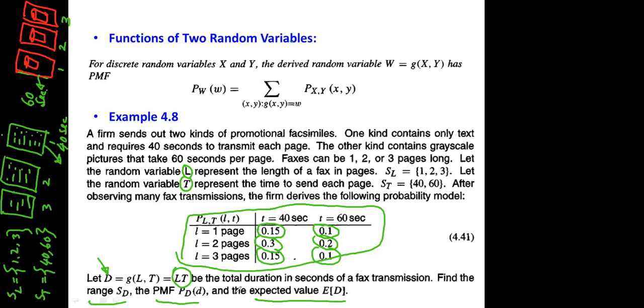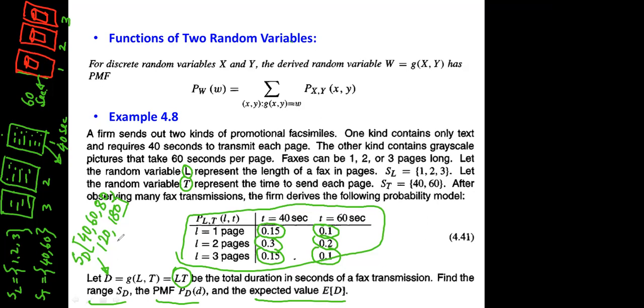Sir, it would be good if you could also go through the PMF and the expected value. Okay, I will. So, have you understood the range? What was the range? Is it 40 to 180? 40, 60, 80, 120, 180. Okay, so this is the range. Now, if you understand how to find the range, let's move on to the PMF.